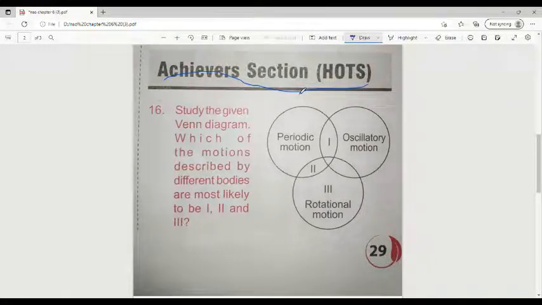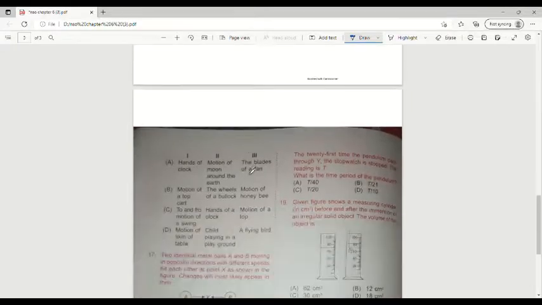So let's start. Our first question for today is: study the given Venn diagram. Which of the motions described by different bodies are most likely to be first, second and third? They are saying that first of all we have to study the Venn diagram. So this is a Venn diagram, and they are asking about the motion done by different bodies, and we have to identify the motion in the first, second and third regions. So let's see the options.